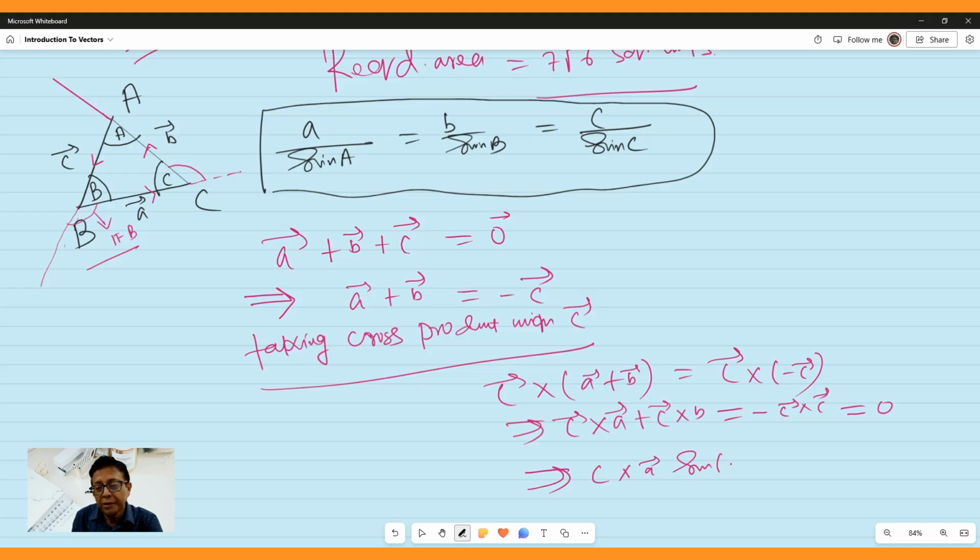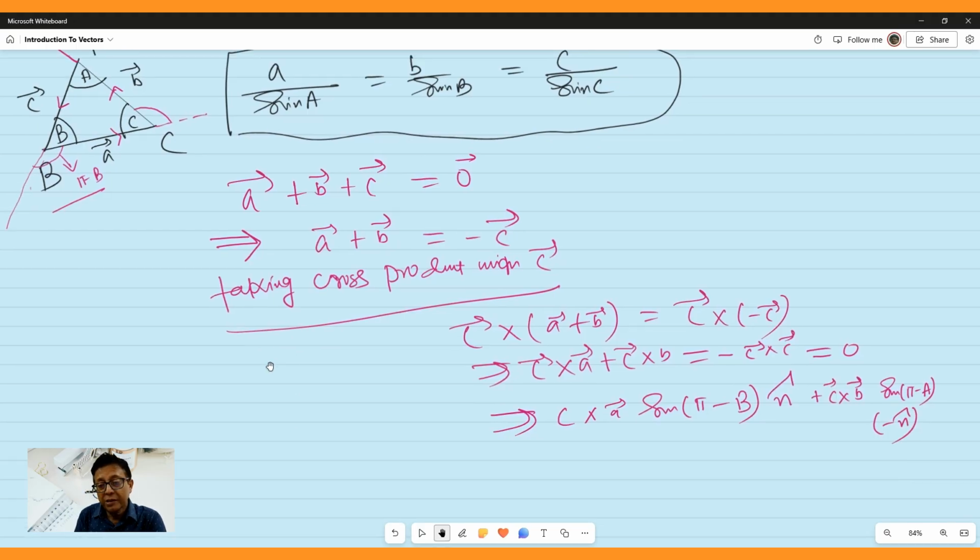So there it will be C into A sine pi minus B, I am taking n cap. And this is C cross B, sine pi minus A, minus n cap. Okay, clear? This is minus n cap equal to 0.